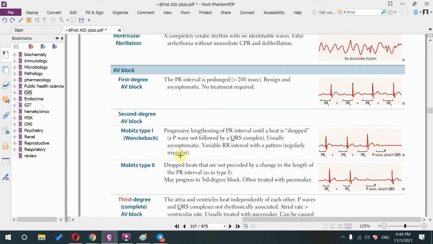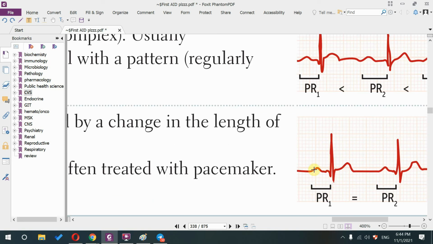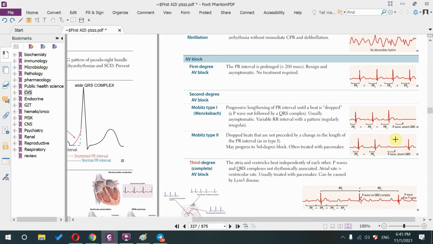So the Mobitz type 2: there will be a dropped beat, but it's not preceded by any change in the length of the PR interval, which means the PR interval is regular. It's lengthened, but it's the same from beat to beat. So it's a fixed type of thing. There is no progressive lengthening. It's just a PR interval that is long itself, a PR interval that is long itself, and then a dropped beat. That keeps recurring.